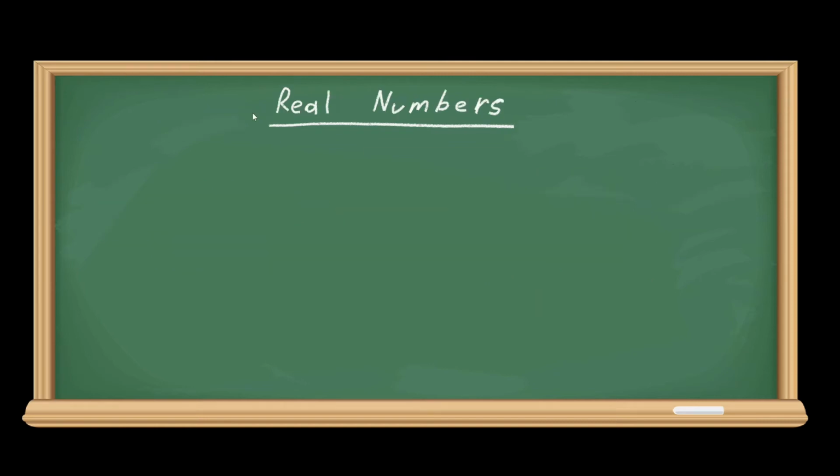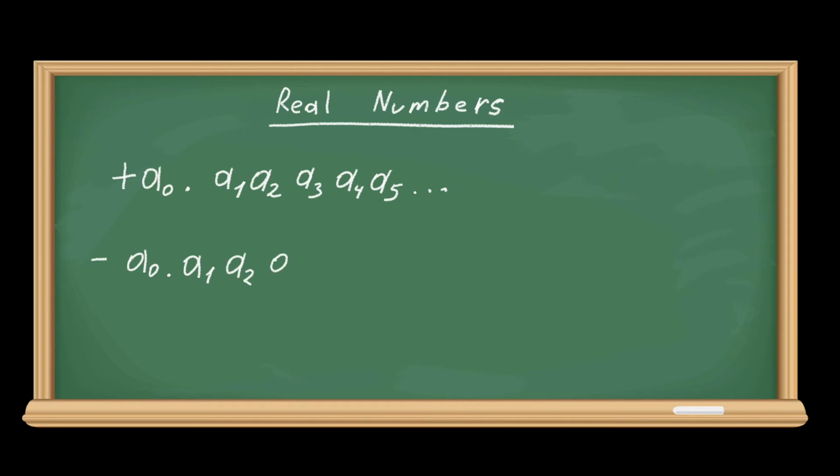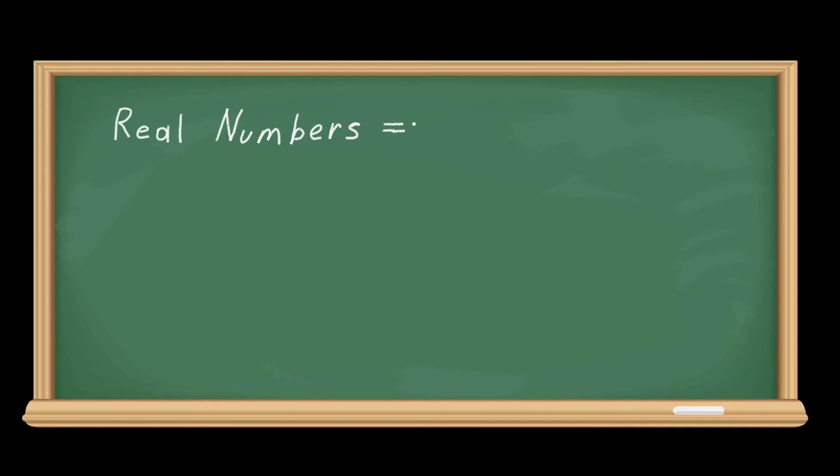Now let's talk about real numbers. Real numbers are a type of numbers which is made of rational and irrational numbers. A real number is an infinite decimal which can be written as plus a0, a1, a2, a3, a4, a5, and so on. Or it can be written as minus a0, a1, a2, a3, a4, a5, and so on. A real number can be positive, negative, or equal to 0.